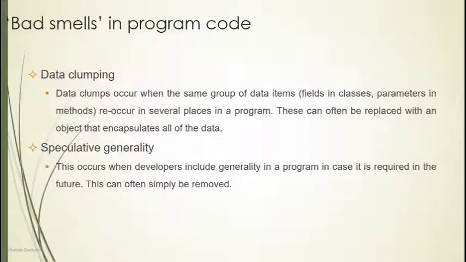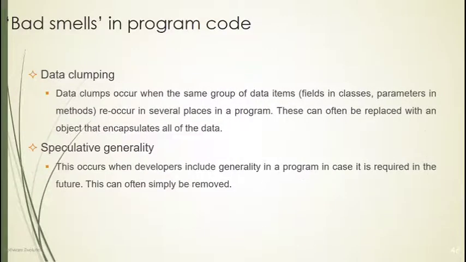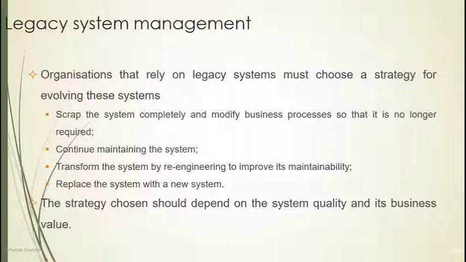And speculative generality. This occurs when developers include generality in a program in case it is required in the future. This can often simply be removed from the programming code. So these are the bad smells in programming code that we see in preventive maintenance by refactoring: duplicate code, long method, switch case statement, data clumping and speculative generality. So next we'll see legacy system management.